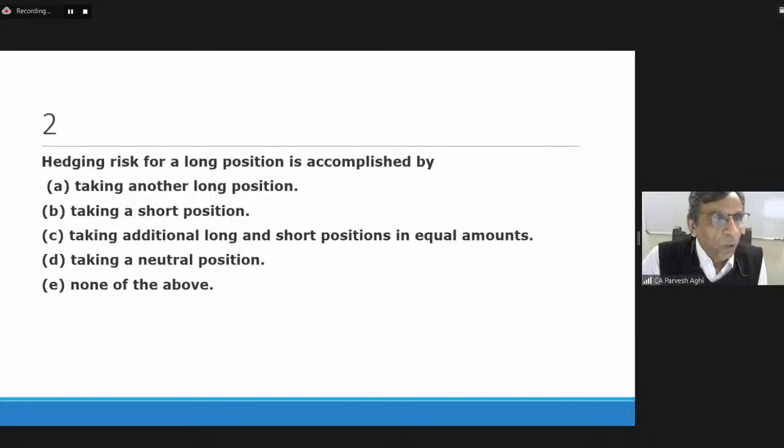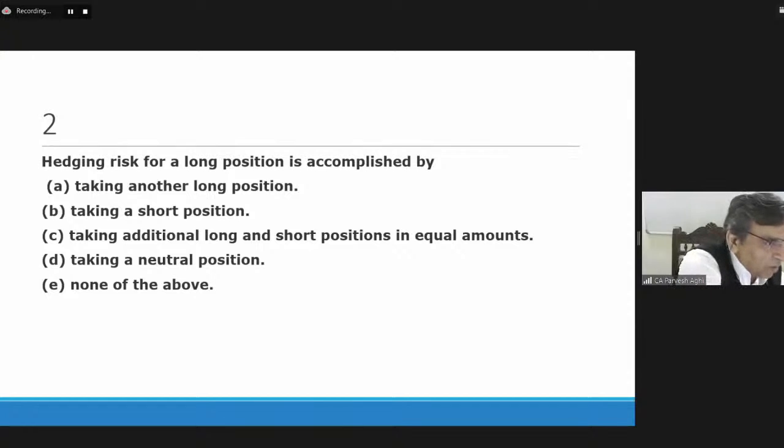Hedging risk for a long position is accomplished by taking another long position, taking a short position, taking additional long and short positions in equal amounts, taking a neutral position, none of the above. So hedging risk for a long position is accomplished by which of these?